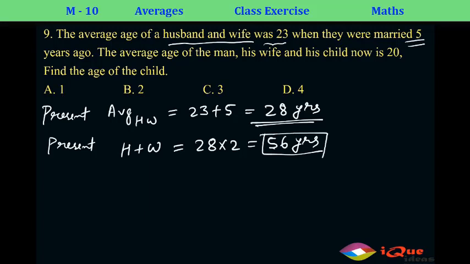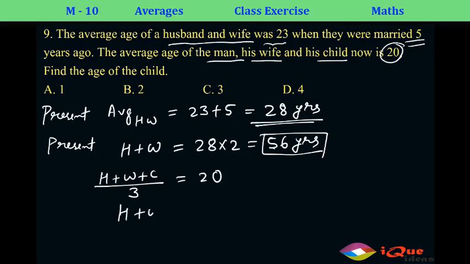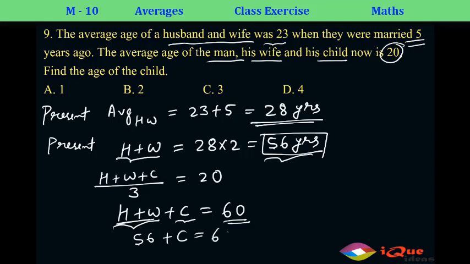Alright, now if the average age of the man, wife and child is 20, so there are 3 people now. So at present husband plus wife plus child divided by 3, that is their average. This should be equal to 20. So what do we have from here? We get husband plus wife plus child equal to 20 into 3, cross multiplication, that gives us 60. So we have husband plus wife equal to 56, husband plus wife plus child equal to 60. So in place of husband plus wife, put 56 plus child is equal to 60. So from here we get child age is equal to 60 minus 56, that is 4 years.